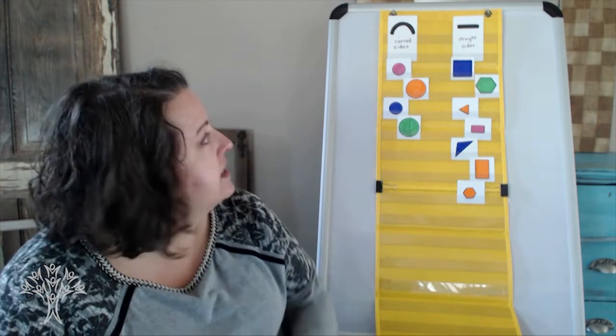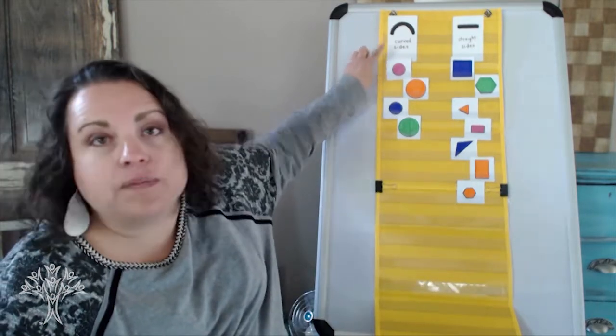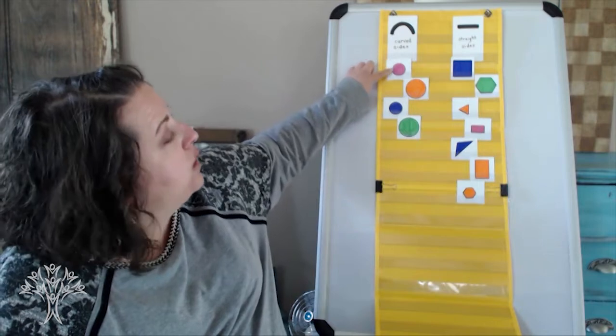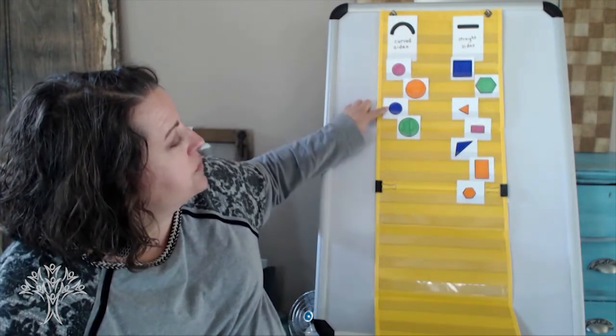One of the things you can do after you do a shape sort is count how many in each category. So let's go ahead and decide. Curved sides. How many shapes did we have in curved sides? How many cards? 1, 2, 3, 4. We had 4 cards with curved sides. How many shapes did we have with straight sides? Go ahead and count.